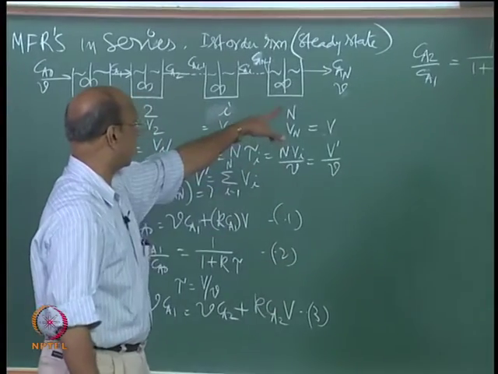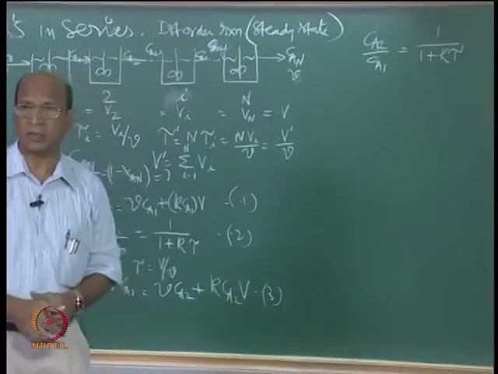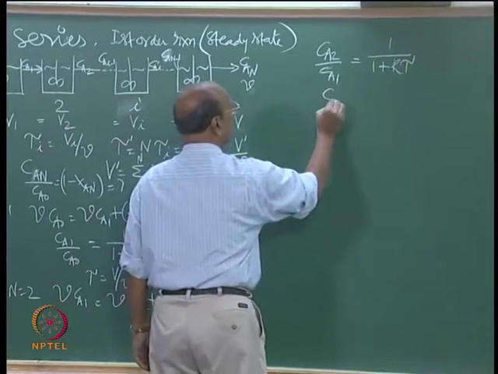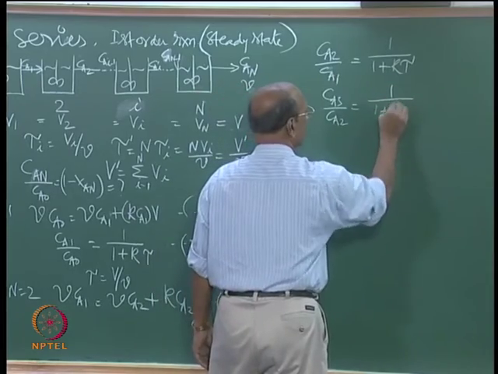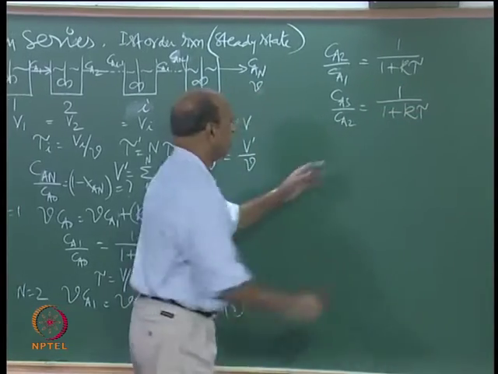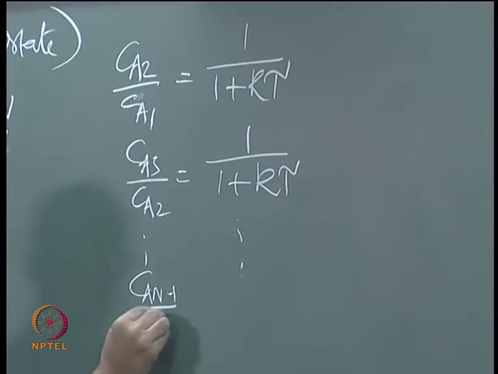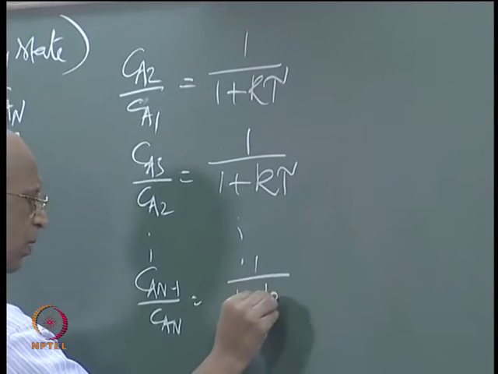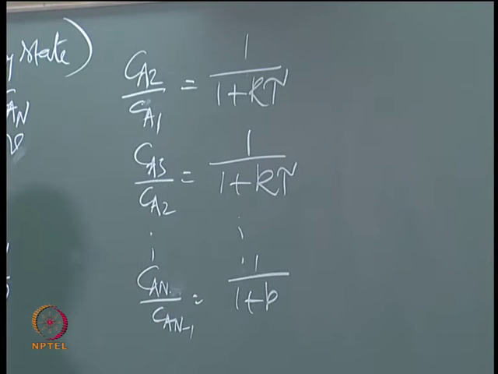So, again for the second reactor also you have 1 by 1 plus K tau for this side concentration. Okay. Similarly, now we do not have to write for everything. Now, this is CA3 by CA2, which will be again 1 by 1 plus K tau. So, similarly, when I write all this, I have CA(n-1) by CAn equal to 1 by 1 plus K tau.